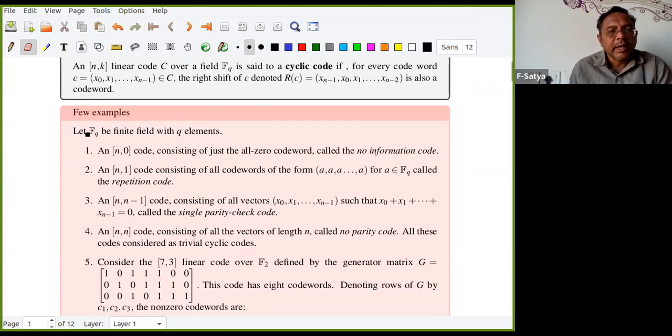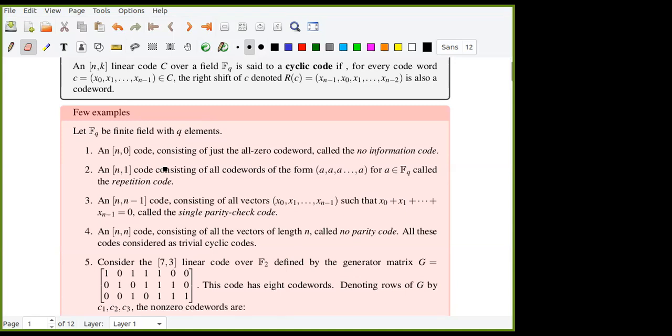First example, I took F_q as a finite field with q elements. But I want to ask all of you, is everyone clear with the definition? If not, after these examples, again, let me know.